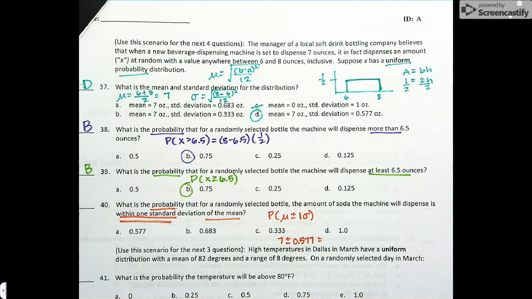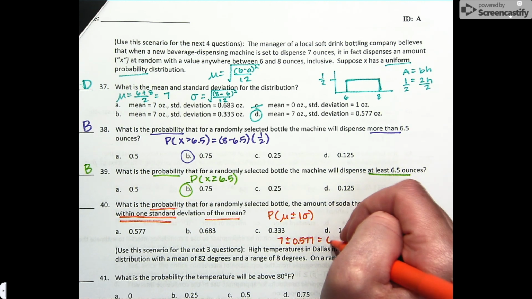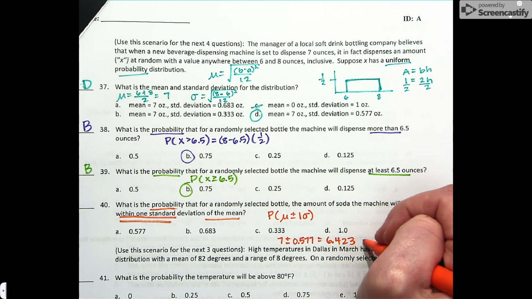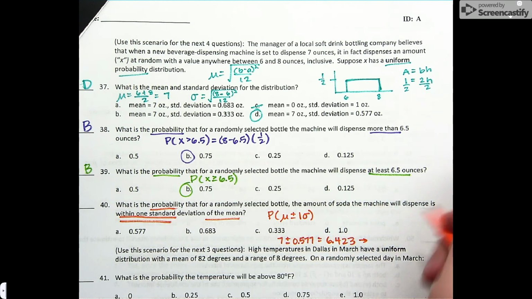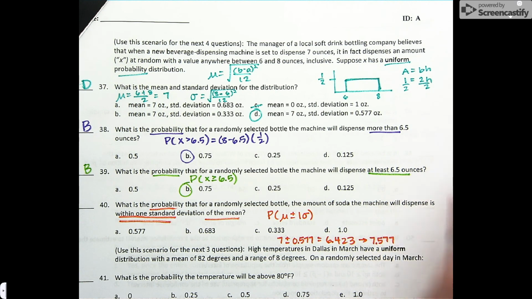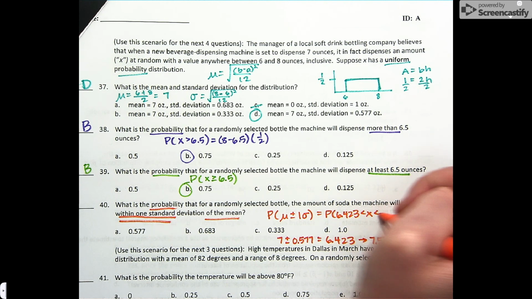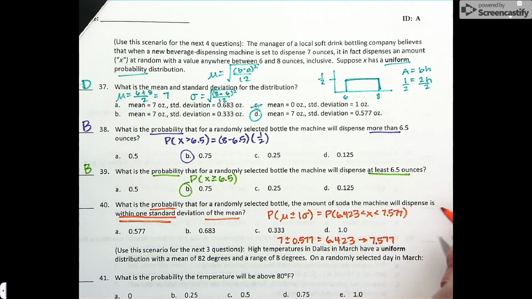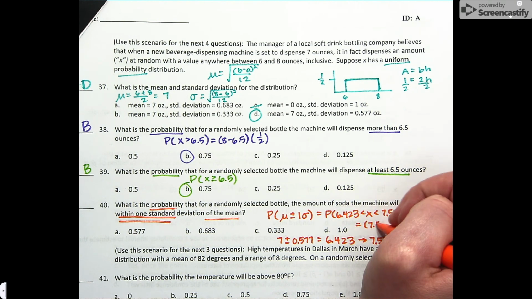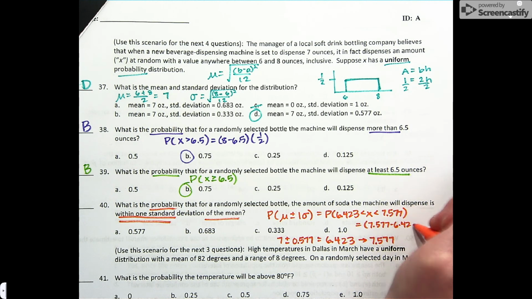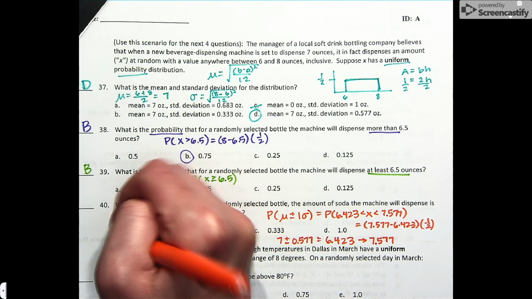If I subtract 0.577 from 7, I get 6.423. If I add 0.577, I get 7.577. So I'm really finding the probability that we're in between these two values. Once again, just like up in number 38, I'm going to find the length between those two values, which technically is just 2 times the standard deviation, and then times the height. So I get 0.577.